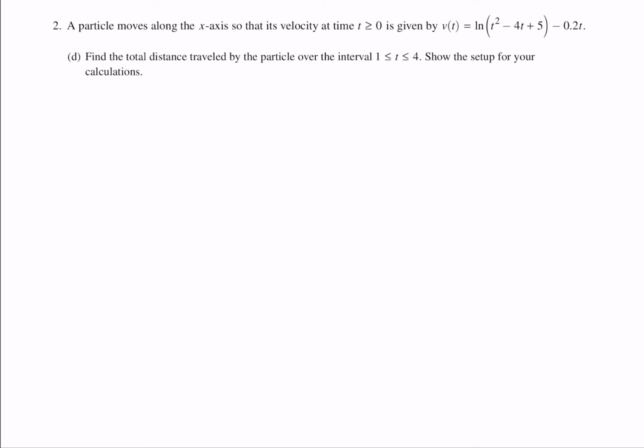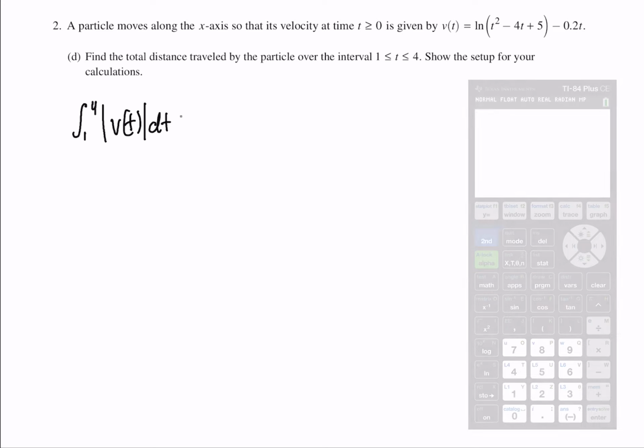Part D. Find the total distance traveled by the particle over the interval t between 1 and 4, including 1 and 4. Show the setup for your calculations. So to find the total distance traveled over this interval, we basically want to find the area under the curve of the velocity. And to find that, you would take the integral of the velocity between 1 and 4. Now, since we're trying to find the distance, it always has to be a positive number, so we always want to put the integral of the absolute value of the velocity. And so now we can just plug this into the calculator.